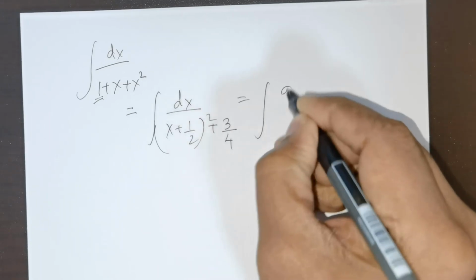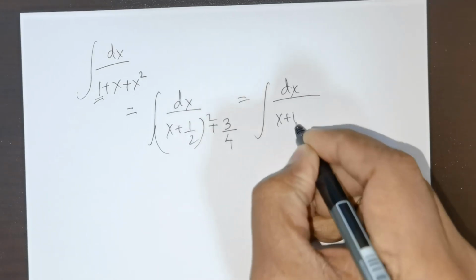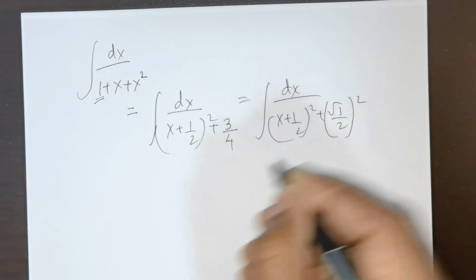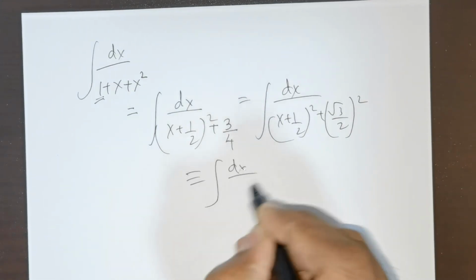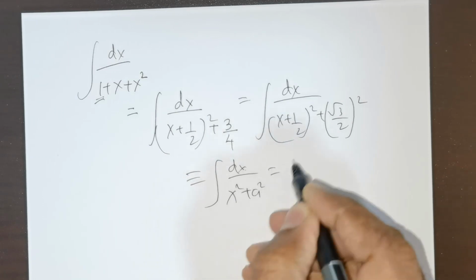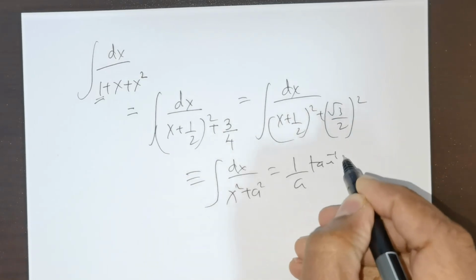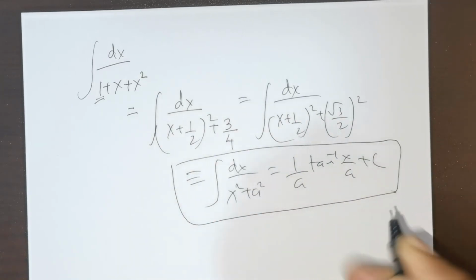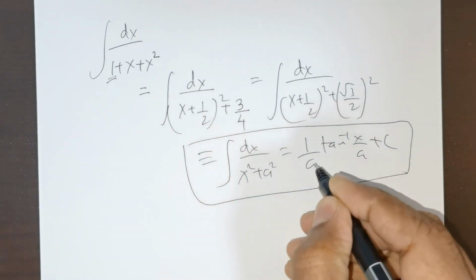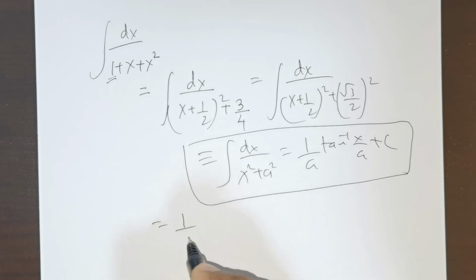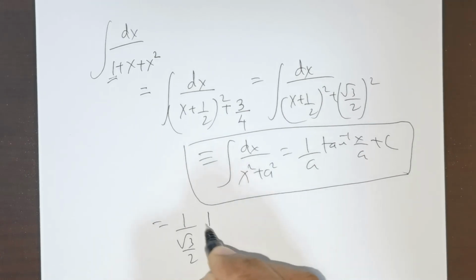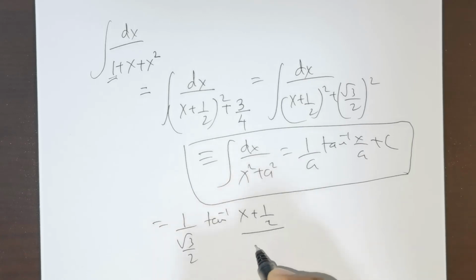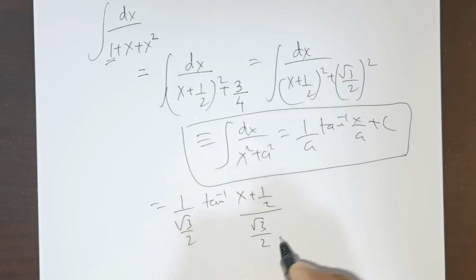If I add 3 over 4, that in turn would give me this 1. Now I can rewrite this as integral dx over x plus 1 over 2 whole squared plus root of 3 over 2 whole squared. This is similar to integral dx over x squared plus a squared, which has the formula 1 over a tan inverse of x over a plus an arbitrary constant c. Applying this, you get 1 over root of 3 over 2 tan inverse of x plus 1 over 2 divided by root of 3 over 2.